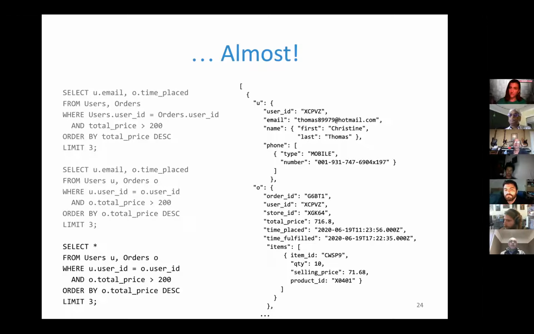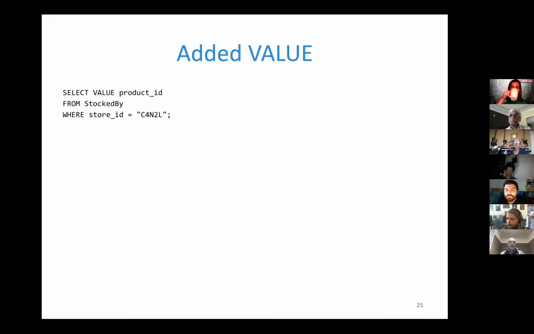Okay, so this was kind of what happens if you do SQL-ish things. So there are also some extensions. One of the extensions is that you can add the keyword value after select. That is there to enable you to actually return a single value. So everything that we returned so far with the select clause were objects, full records, right? But sometimes you just want to get a value. You can just get an integer, a string, whatever it might be.